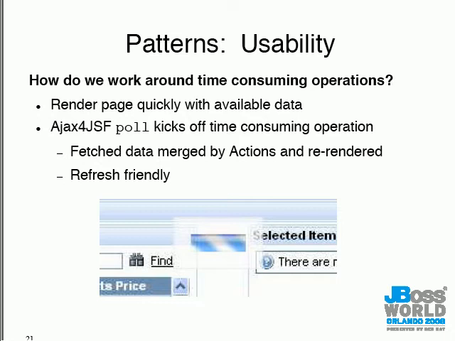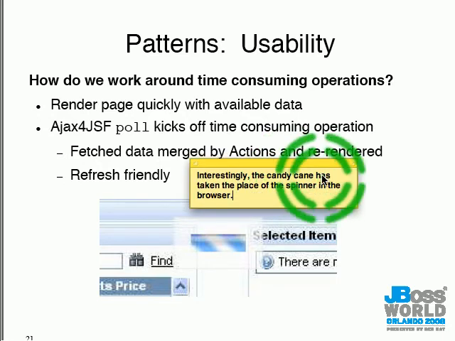After the page is rendered, we go ahead and use an AJAX or JSF poll tag to kick off the time-consuming operation in the background. You get the little candy cane, you saw that on some of the screens they were working through the demo. We go ahead and fetch that data, we merge it in the action back into the original domain model that we're holding on to in the action, and we re-render the portions of the page that are important. This is refresh friendly because we can capture the fact that they already performed the action, so if they click that F5 over and over again, we don't have to refetch that data until we need to, which I will demo that.